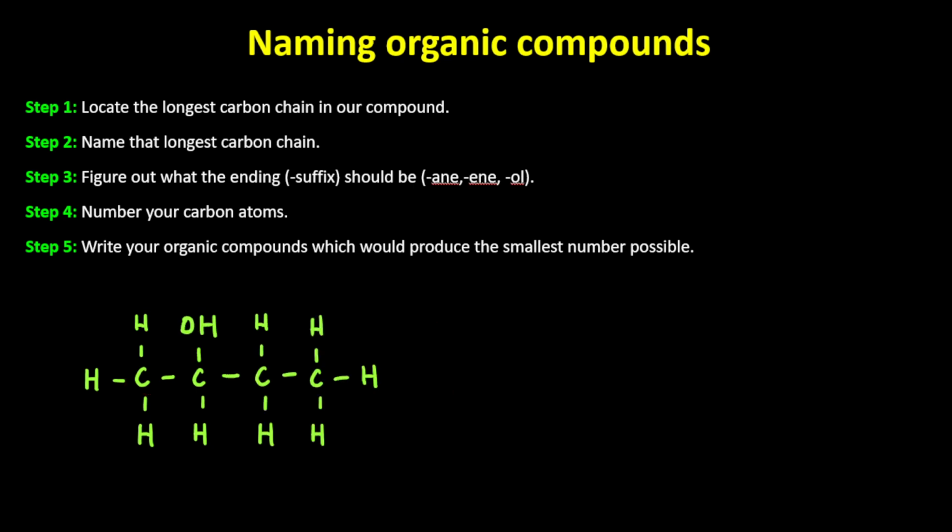Alright, so let's try to name this compound. First we locate the longest hydrocarbon chain, which is again this one. We have 4 carbon atoms, so this will be butane. Now figure out what ending it should be. We have an OH group, so we know that it is ending with "ol". Okay, it's an alcohol. Butane something ol.